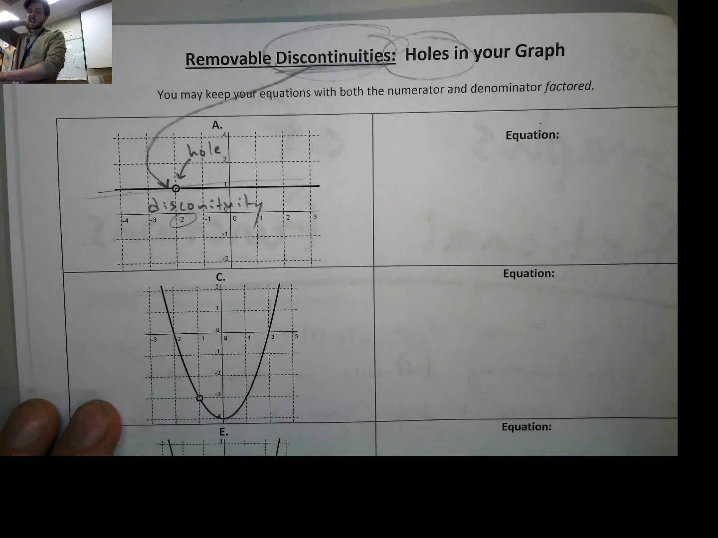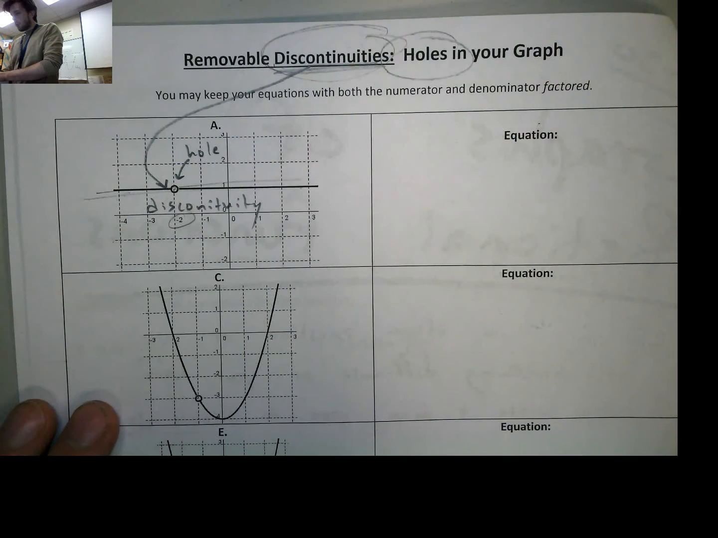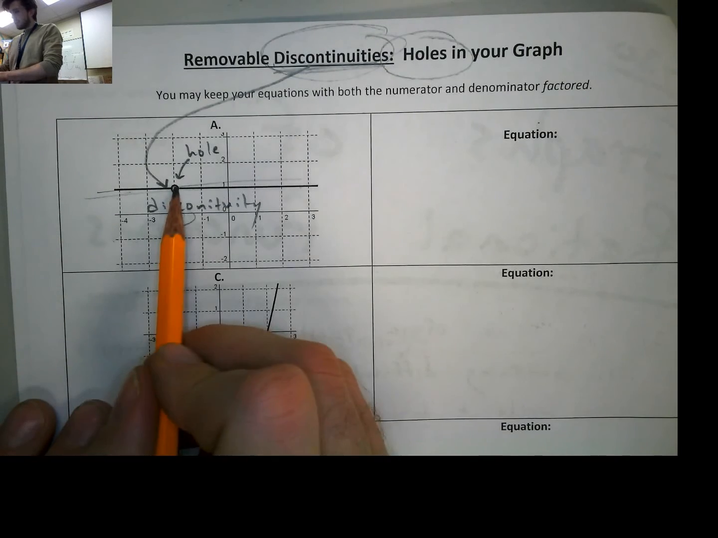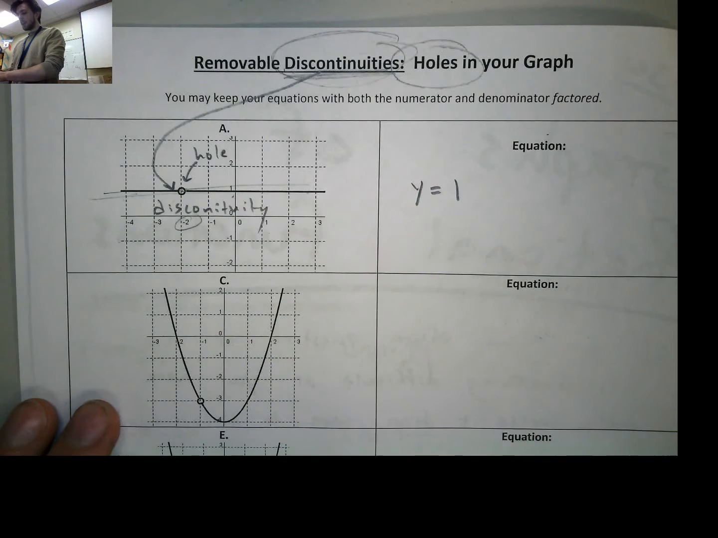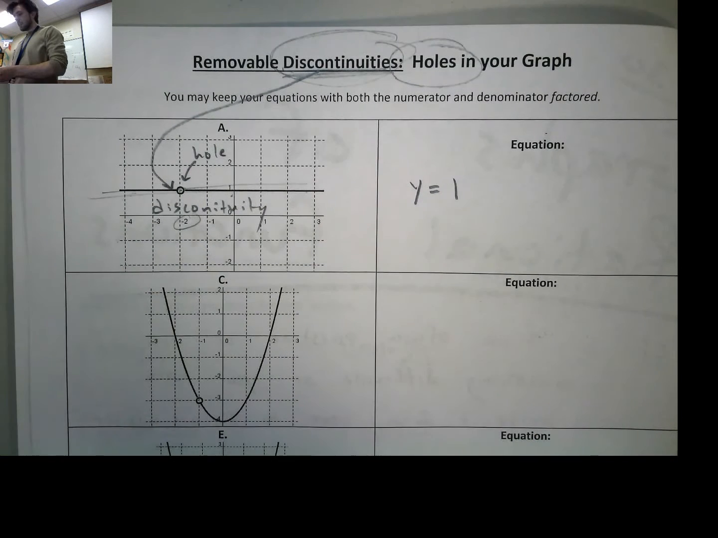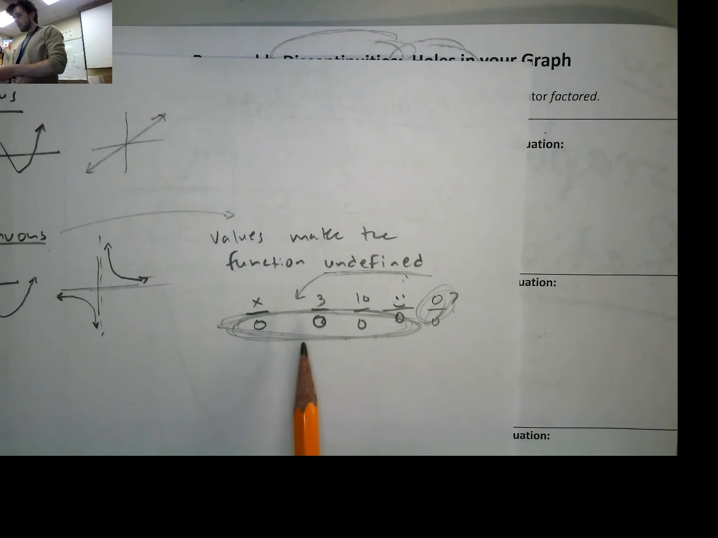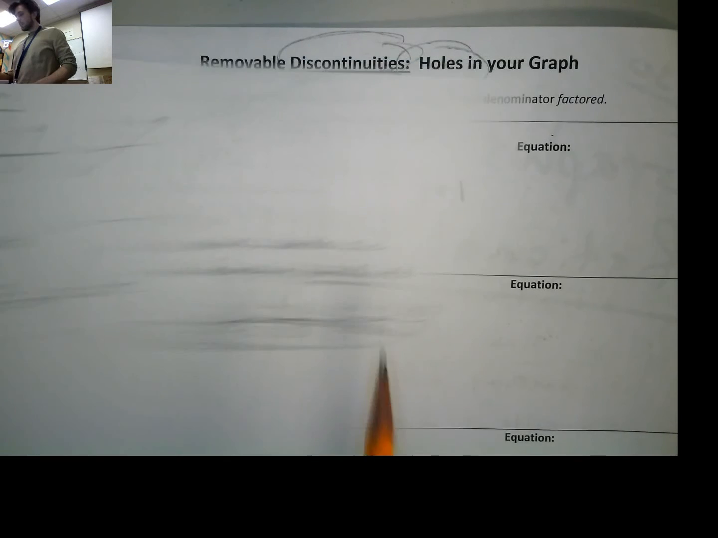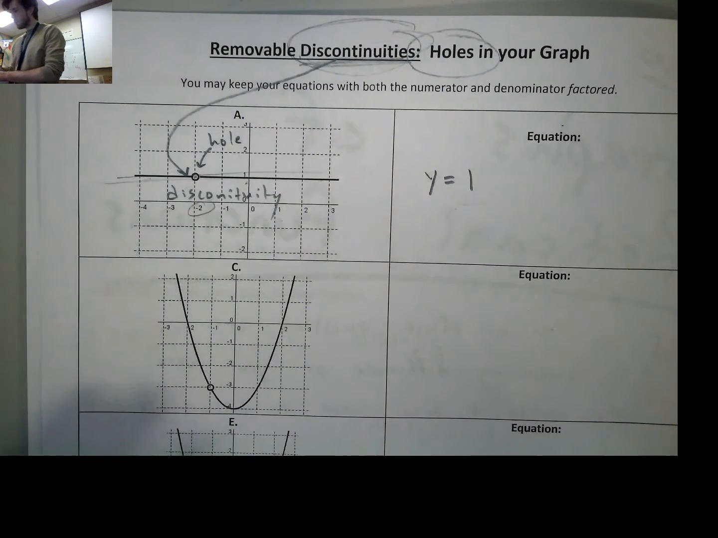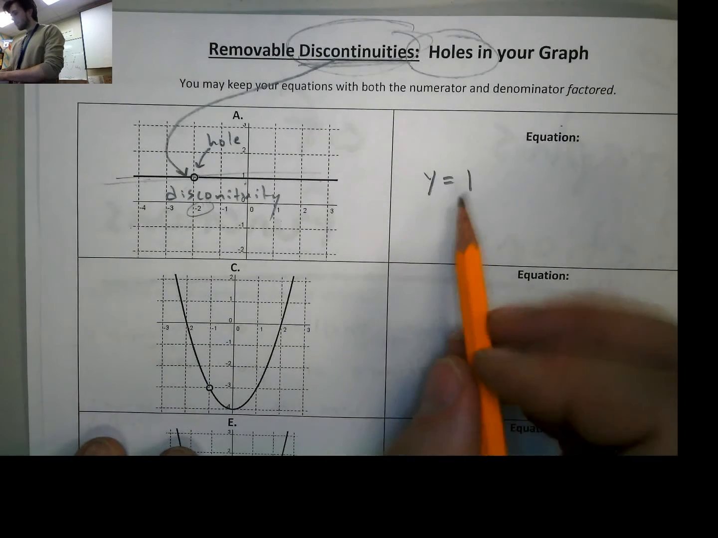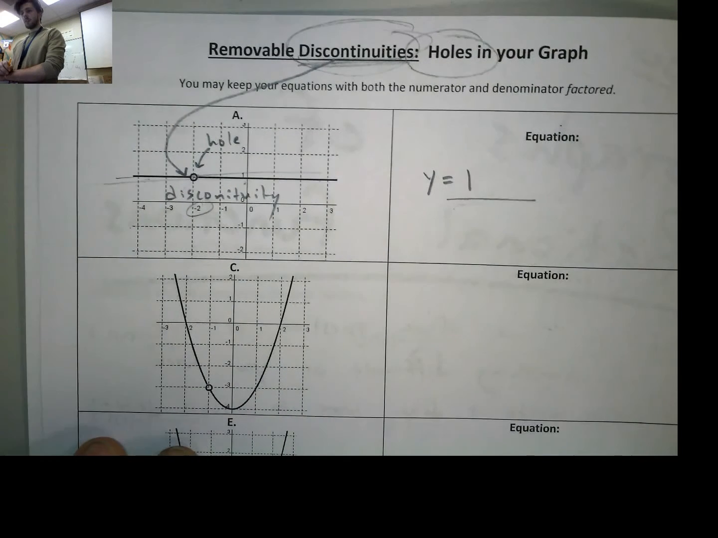If we ignored it for a second, though, you might think that this equation is just y equals 1 because it goes through 1 on the y-axis. I mean, we're almost there, but since there's a hole, that means something made it undefined. Now, we just said undefined means divide by 0. I don't see any divided by anything here. We can create it. We're mathematicians. We can do anything we want.